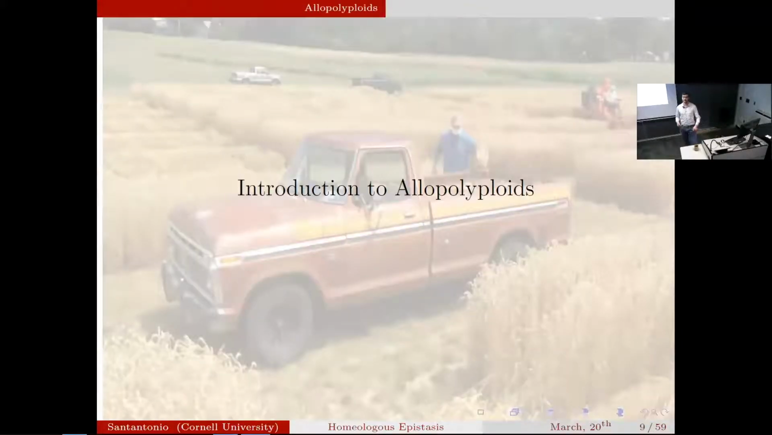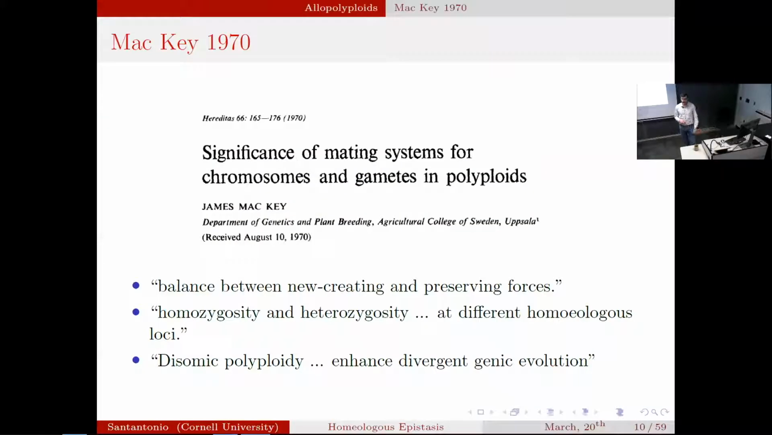Okay, now I'm going to move on to allopolyploids, really what I want to talk about. So in my second year of grad school, I was taking a course with Mark Sorrells that I think many of you have taken. It's basically a paper review class. And in that class, we read this paper by James McKee that was published about in 1970, so almost 50 years ago.